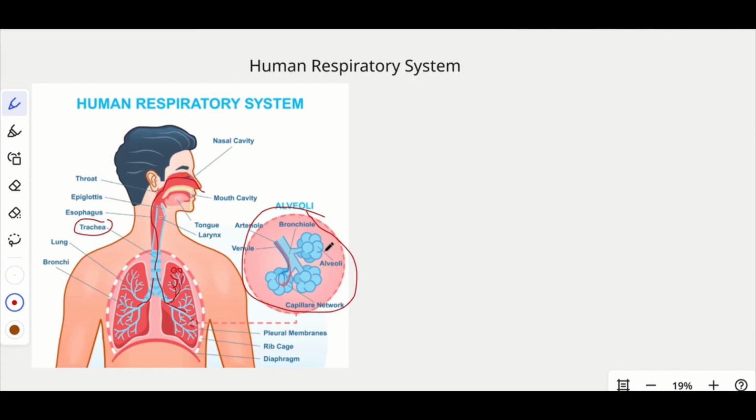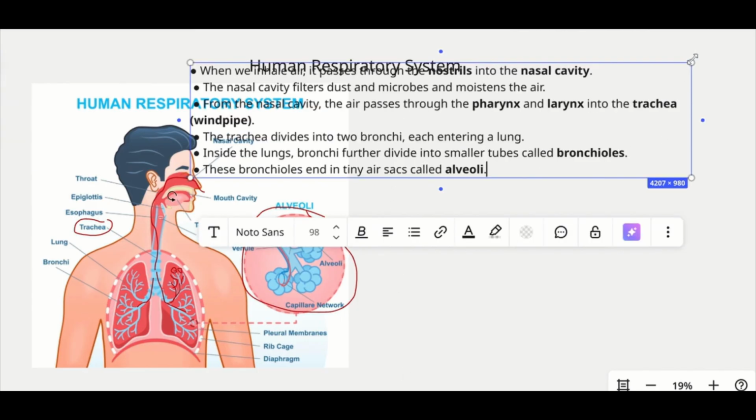It's a very thin layered structure. It will expand and contract during the gas exchange. We are coming to that. So this is an introduction to how the air we inhale will reach the lungs. Is it clear with everyone? So this is what we have discussed so far.